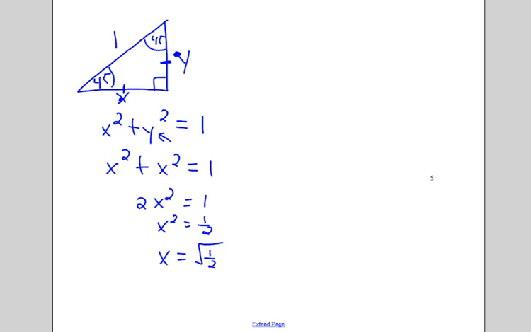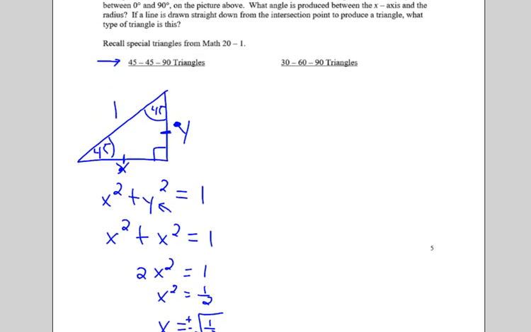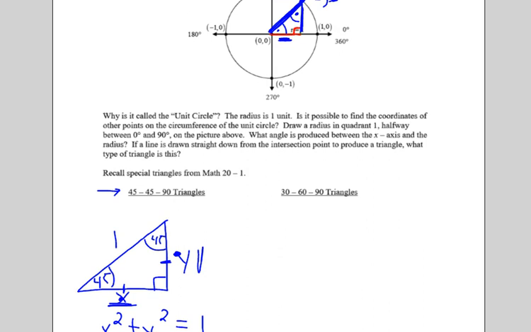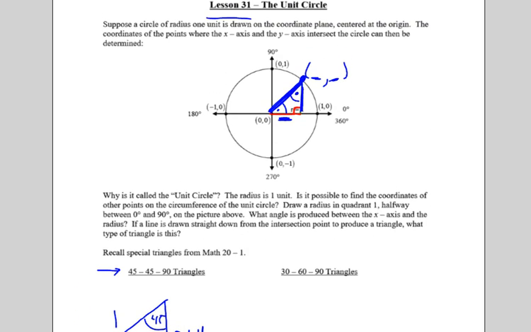And just remember too that whenever you take a square root, you actually get the positive and negative version of that as well. So that's what this is telling us so far: this side length here and this side length here are both the square root of 1 over 2, plus or minus. That's what we just found there. Okay, so that one's done.